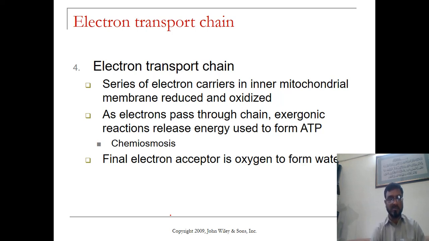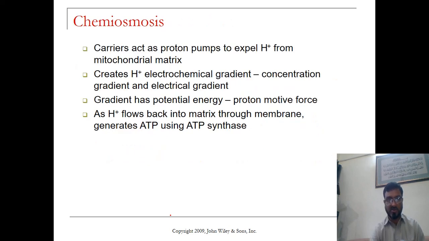After the Krebs cycle, all of this NADH2 and FADH2 will go to the electron transport chain for the oxidative phosphorylation process. What are the characteristics of this electron transport chain? It consists of a series of electron carriers in the inner mitochondrial membrane that are reduced and then oxidized. As the electrons pass through the chain, the exergonic reactions release energy used to form ATP. That process is called chemiosmosis. The final electron acceptor is oxygen, forming a water molecule.